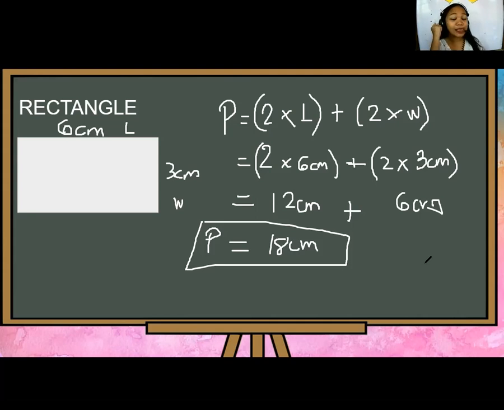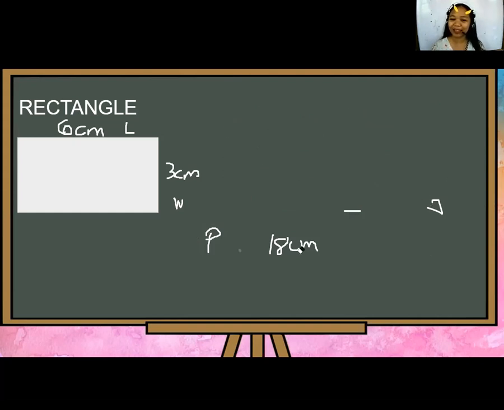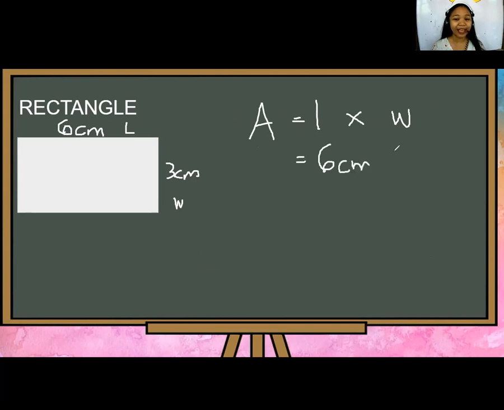Nice. Okay, now let's try to find out what is the area of this one. The area of a rectangle is equals to length times width. Area is equals to length times width. So that is 6 centimeters times 3 centimeters. It's equals to 6 times 3 is 18.